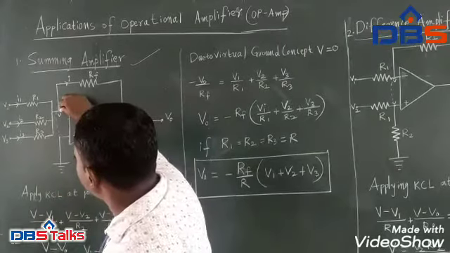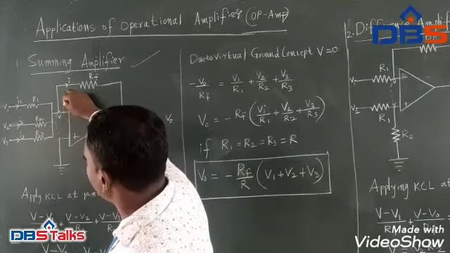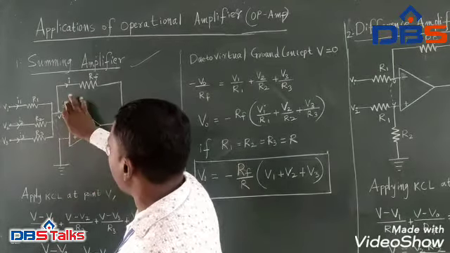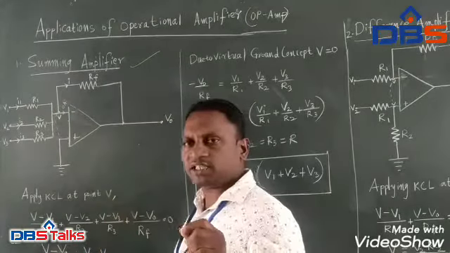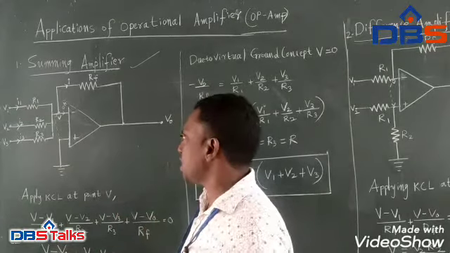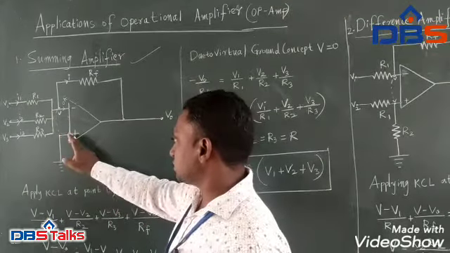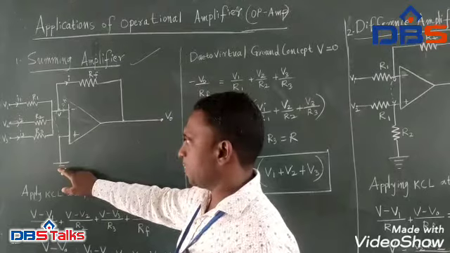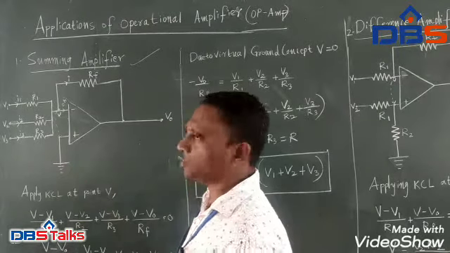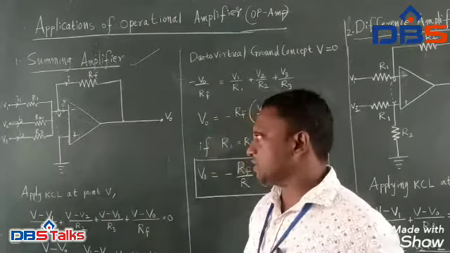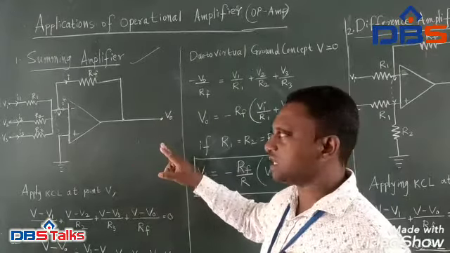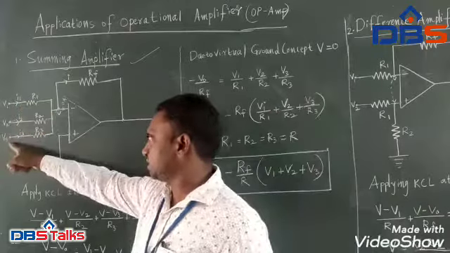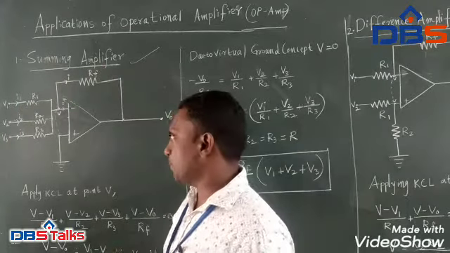No current enters the operational amplifier. 0 amperes of current passes through it, because the input impedance of the operational amplifier is very high, which we have seen in the previous classes. And this non-inverting terminal is grounded. So now what we have to do is derive the equation for the output voltage, and show that this output voltage is the sum of the input voltages. That is why it is called a summing amplifier.